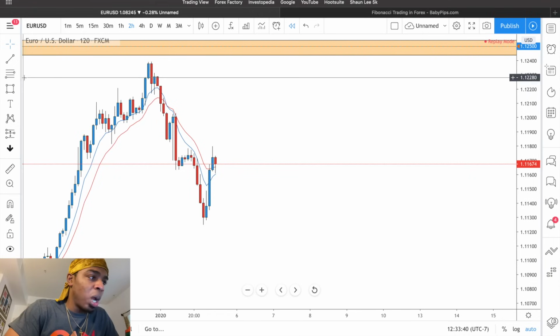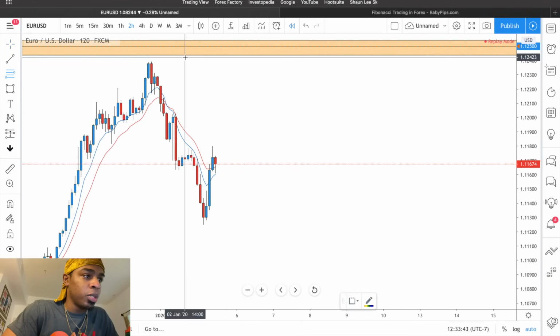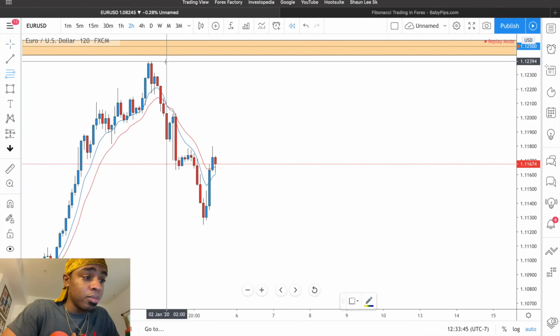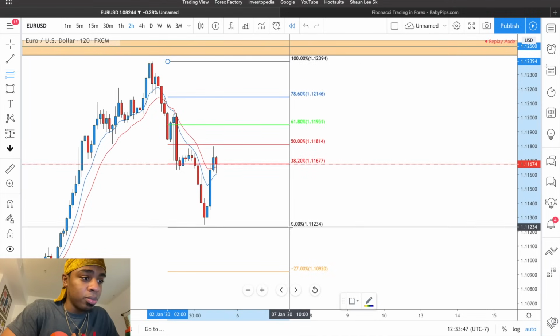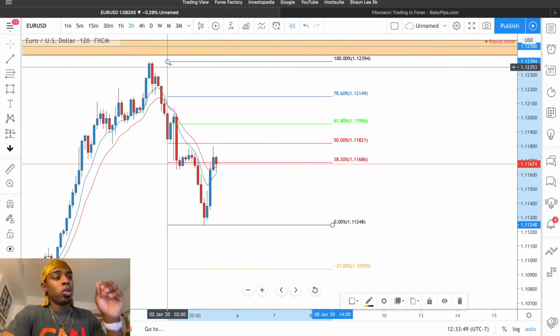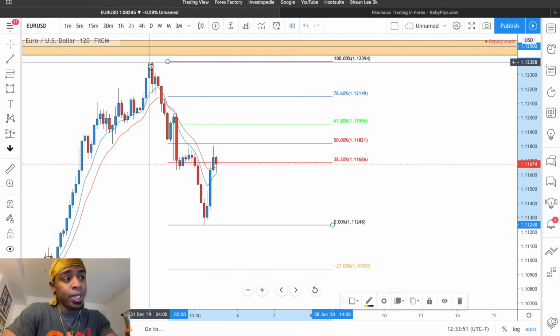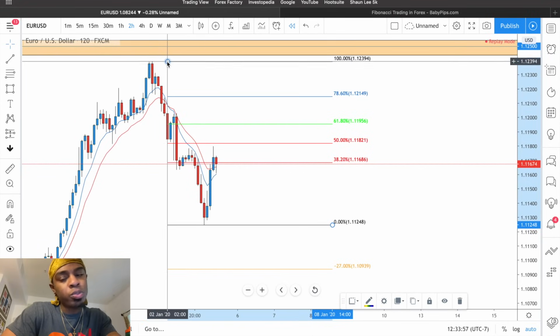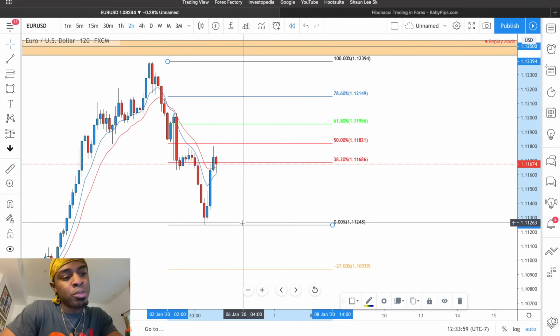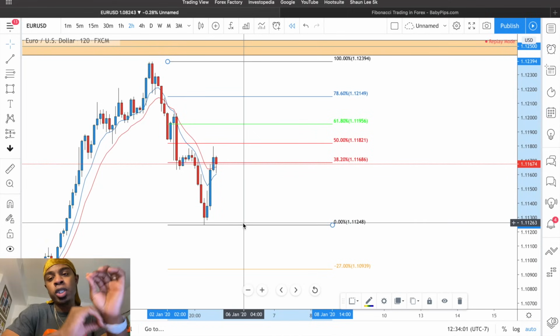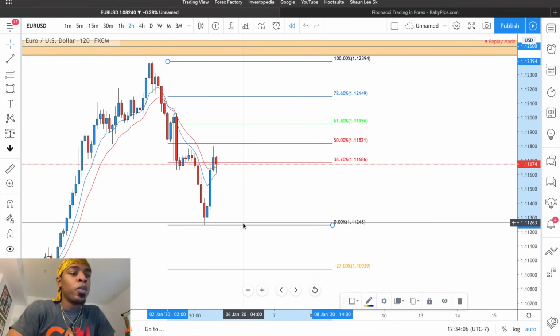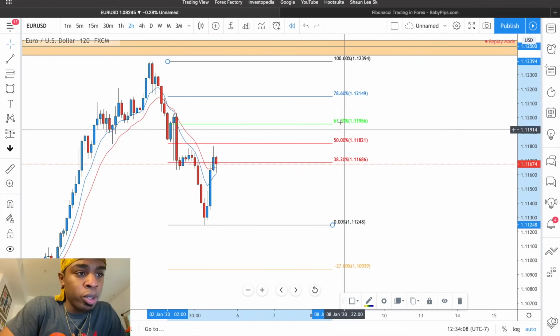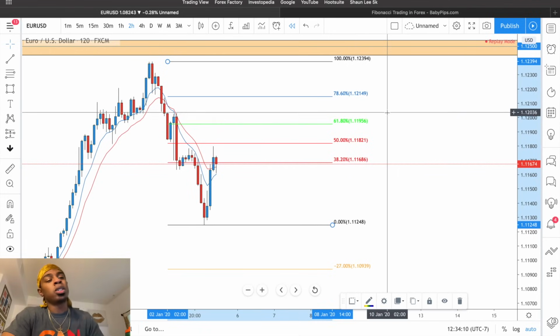So we grab it from here, Fibonacci retracement, and we click it from the top all the way to the bottom. So for a downtrend, you click it and drag it from the top, the swing high, to the bottom, the swing low. So 100 should always be at the top and 0 should always be at the bottom in a downtrend. In an uptrend, it's the opposite, and I'll give you an example of that too. So we have our levels here: 38.2, 50, 61.8, and 78.6.